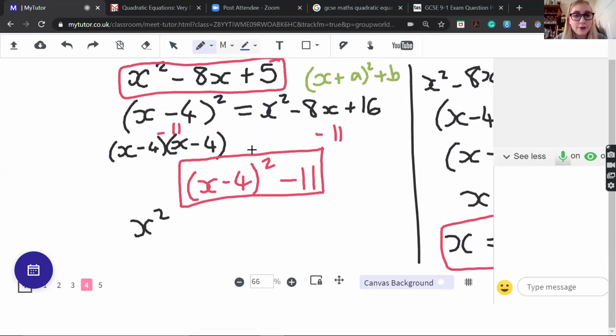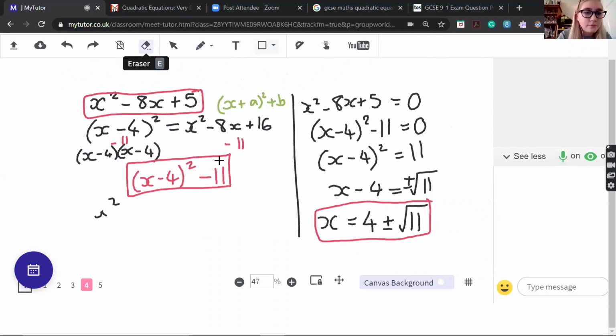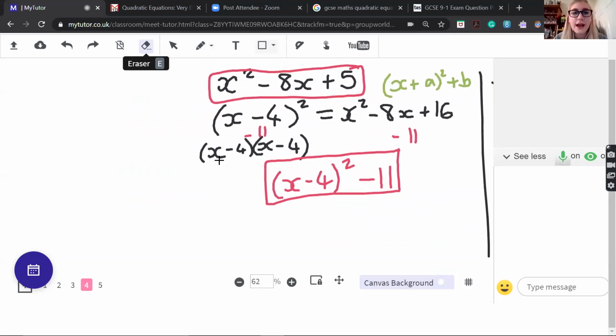Turning points, I'm going to explain it briefly. Do shout if you need more on it. Let's say we have the equation x squared minus 8x plus 5. And the question is, what is the turning point?